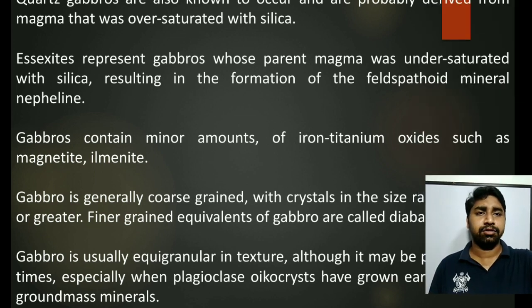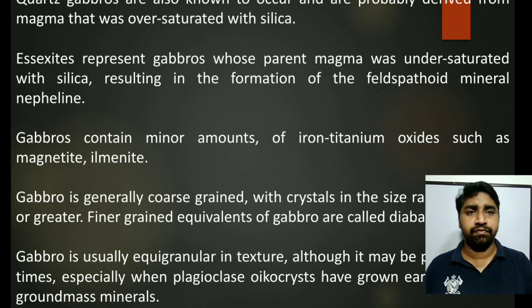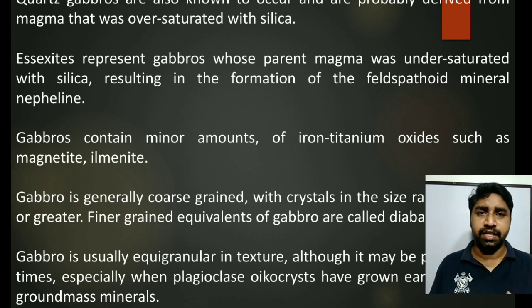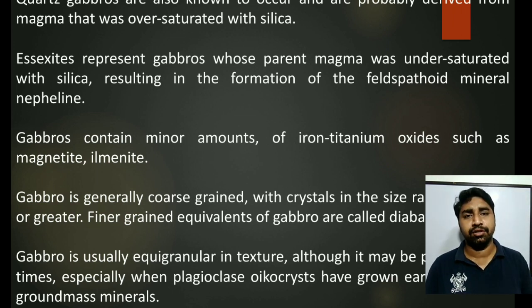Quartz gabbros are also known to occur and are probably derived from magma that was oversaturated with silica. So if the magma has silica saturation, if a greater amount of silica is present, quartz gabbros are going to be formed.